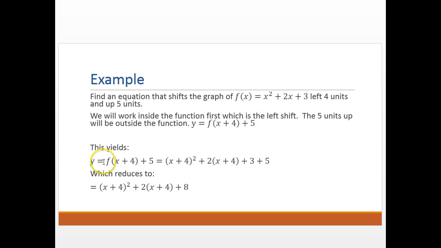So if I look at y equals f of x plus 4, plus 5, the f of x plus 4 part becomes the quantity x plus 4 squared plus 2 times the quantity x plus 4 plus 3, and the 5 is on the outside, just plus 5. Now if I want to simplify this, this becomes the quantity x plus 2 squared plus 2 times the quantity x plus 4 plus 8.